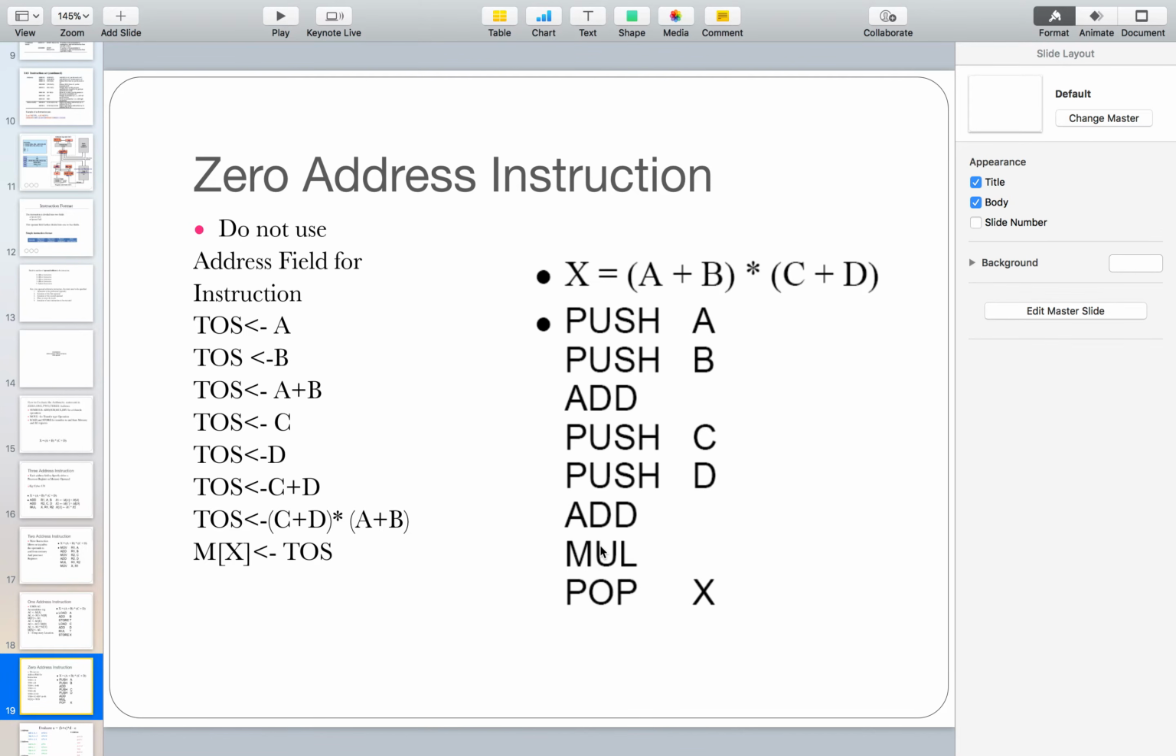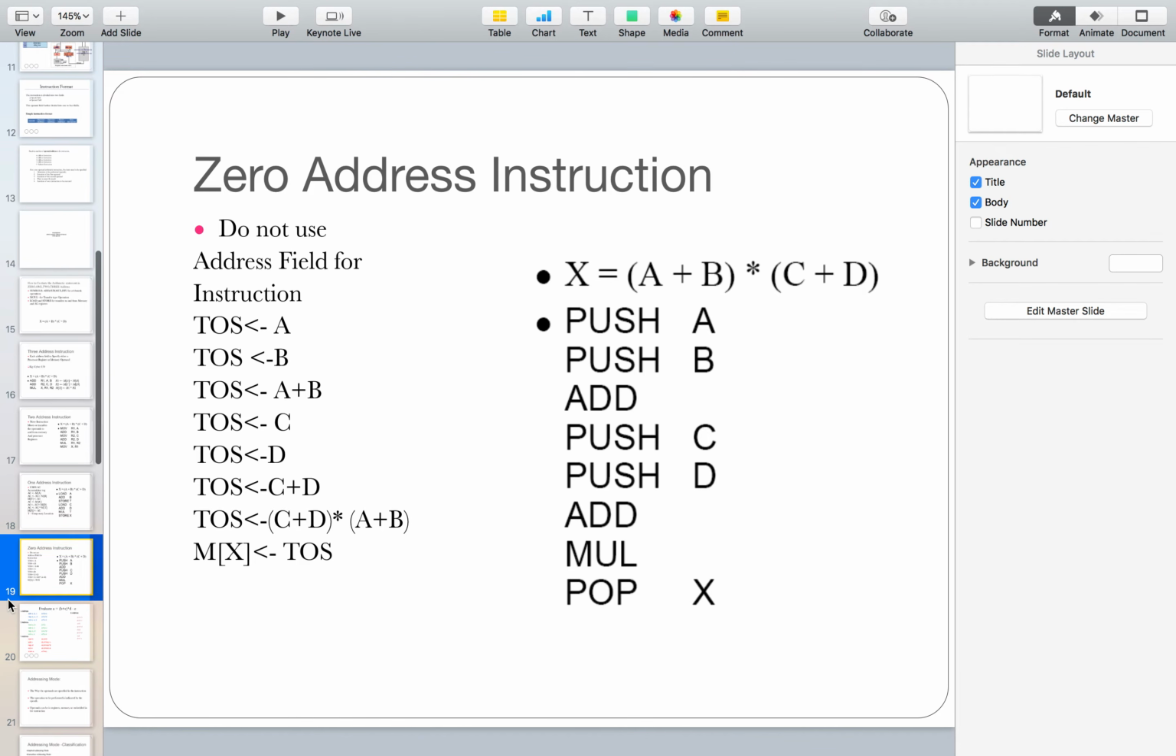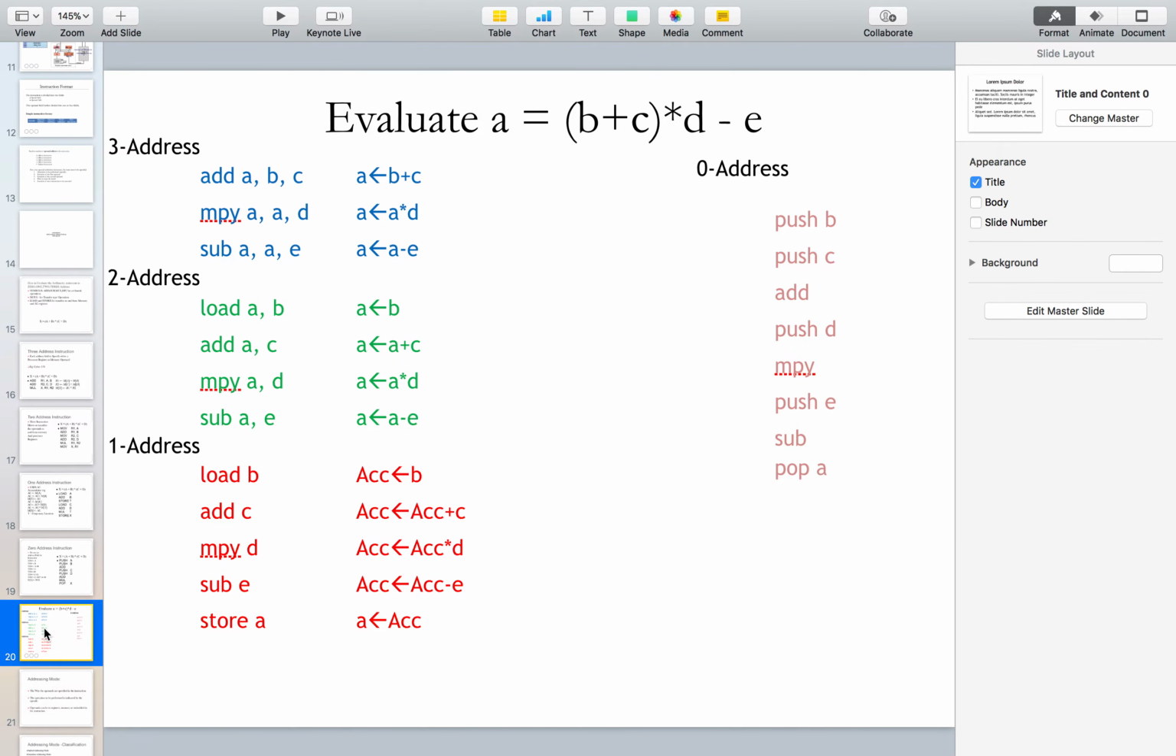I repeat, push A, the value of A is pushed into the stack. Push B, it's again inserted in the stack. And in the stack, I have the value A and B. So I add them. I get A plus B. Now I push C, I push D, and I add, which gives me the value C plus D. When I multiply, I get the result of 1 multiplied with the result of 2. When I give pop X, this value present in the stack has been popped out, and it has been inserted to another value called X. This is another example. You can pause it and go through this example. It's also pretty simple.